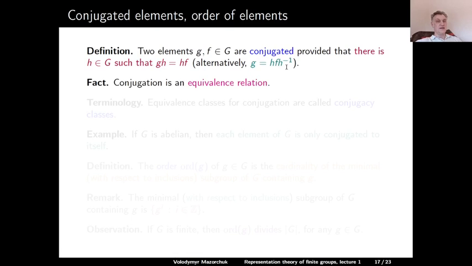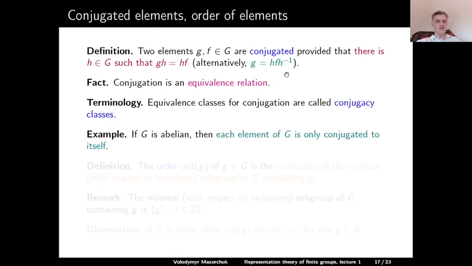Conjugation is an equivalence relation on G. And equivalence classes for this equivalence relation are usually called the conjugacy classes in G. For example, if G is abelian, then the conjugacy relation is just the equality relation. So each equivalence class is a singleton.